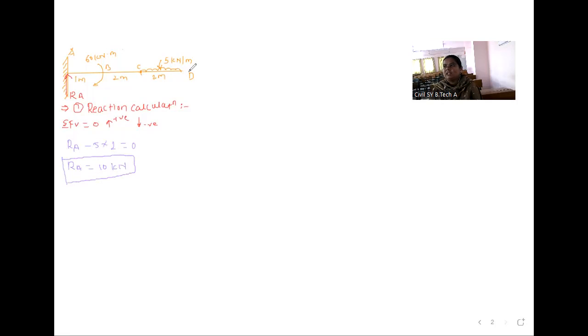After that, for the second step, summation of moment at A, we will take moment at A point now. Summation of moment at A equal to zero. Here one moment will be there, which we will call MA. This moment is going anti-clockwise. For this, clockwise we will consider positive and anti-clockwise we will consider negative.